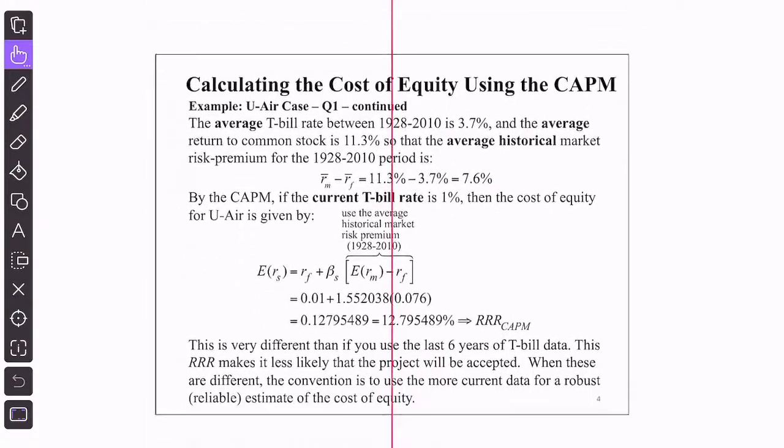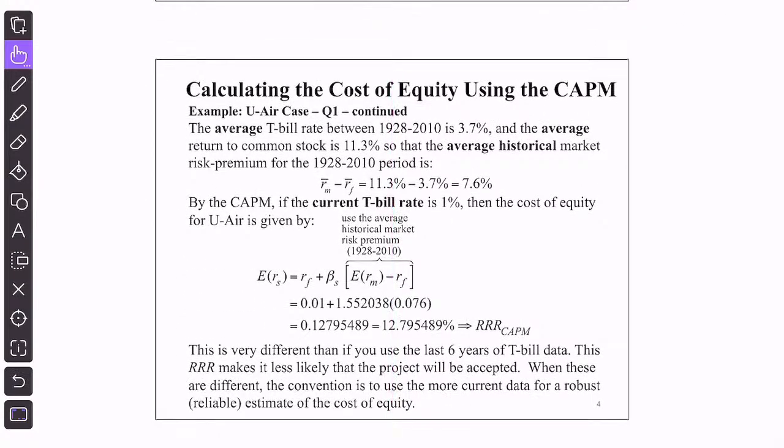What if we went even further with the historical market risk premium and instead used all of the data that I presented to you all the way back to 1928? Well, that will be a higher average. What does it do if this is much higher? Let's go through the steps. Let's include it now in the CAPM with the current T-bill.